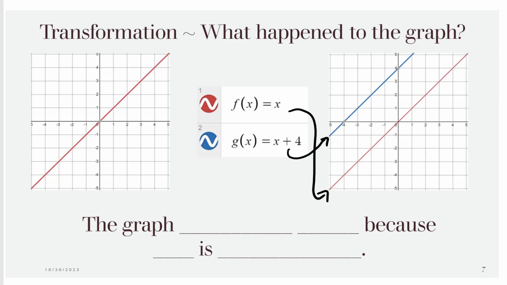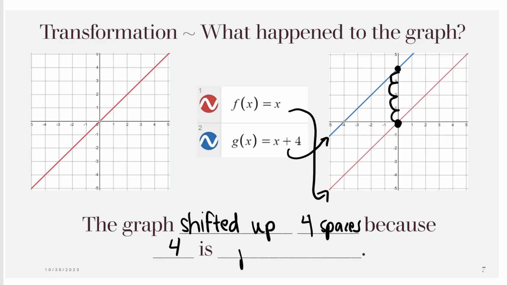Okay, the graph shifted up 4 spaces. So this is the original, and this is the new. 1, 2, 3, 4. The graph shifted up 4 spaces. La gráfica, no sé cómo se dice en español, mover 4 espacios arriba. Now we need to explain. Ahora necesitamos explicar por qué 4 is positive.